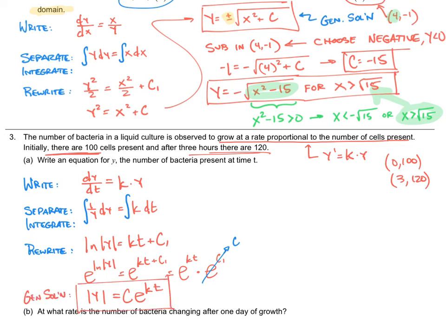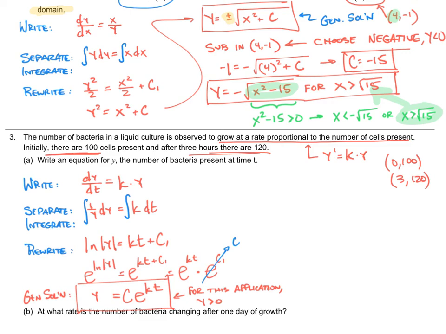I want to make one other comment here. For this application, y is going to be greater than 0. We can't have a quantity of bacteria that's less than 0. So because y is greater than 0, we can make the following change to our general solution. The absolute value of y is equal to y for y greater than 0. Now let's solve for c and k by substituting in our initial conditions.